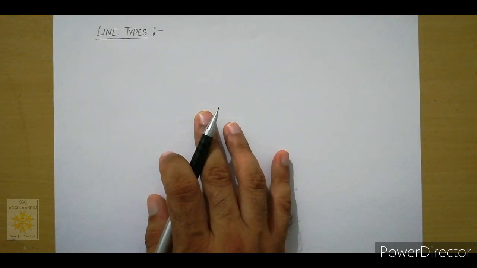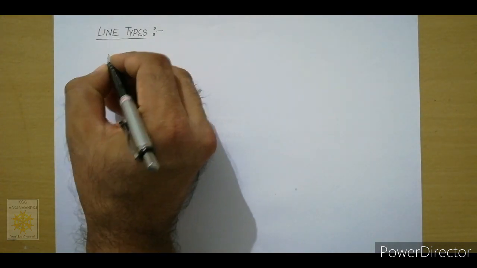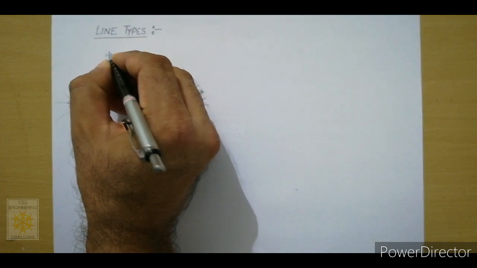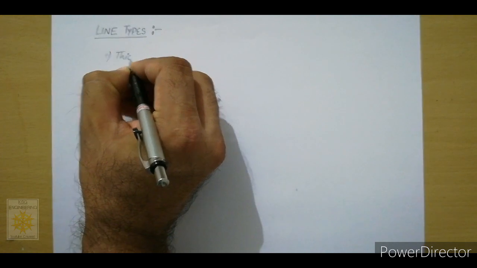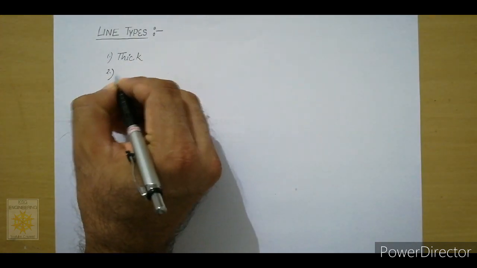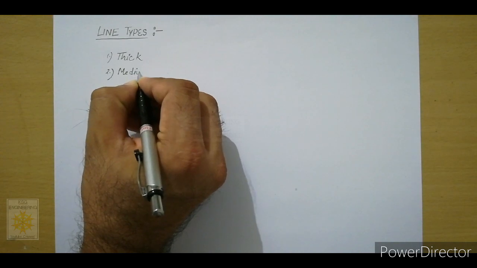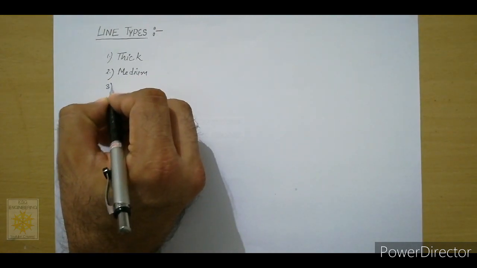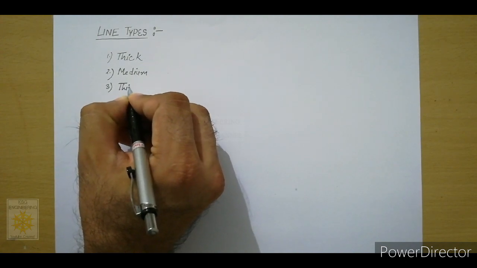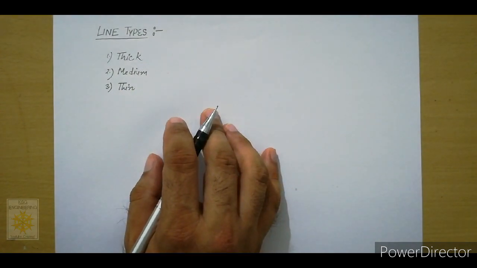Hello students, today in the lecture we learned about line types, and we discussed three types of lines based on their weight or thickness. We called those lines thick lines, medium lines, and thin lines. And we discussed that these three are relative terms.